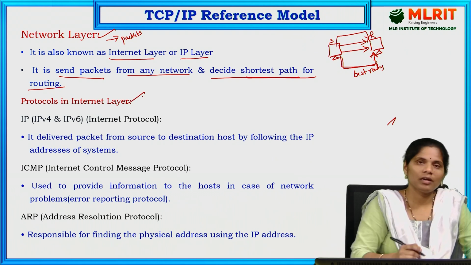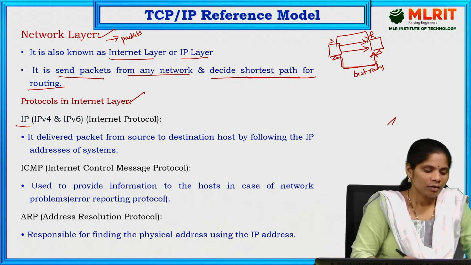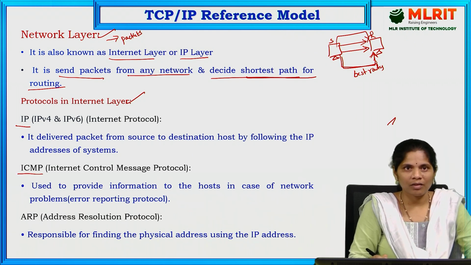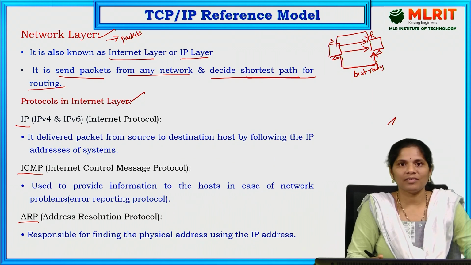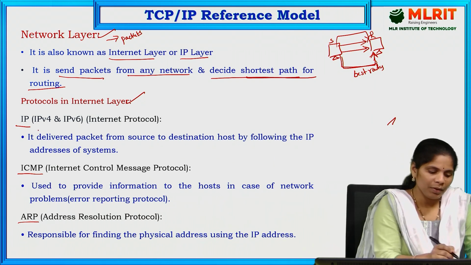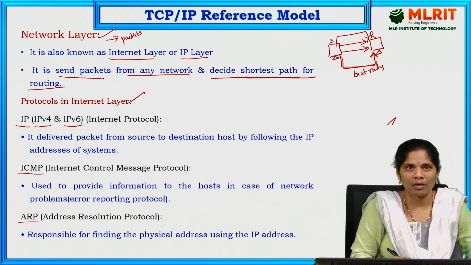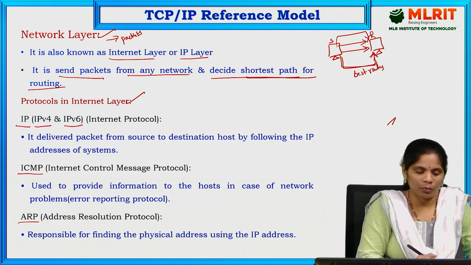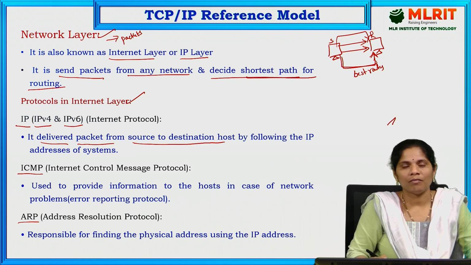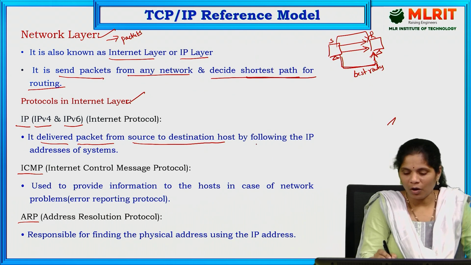And the protocols in the network internet layer are IP, that is Internet Protocol, and the next one is ICMP, Internet Control Message Protocol, and ARP, Address Resolution Protocol. These are the protocols we are going to discuss in the Internet Layer. First, IP has version 4 and version 6 also. The main aim of the IP protocol is to deliver the packet from the source to the destination host by following the IP address.